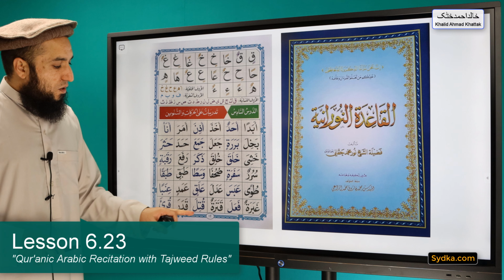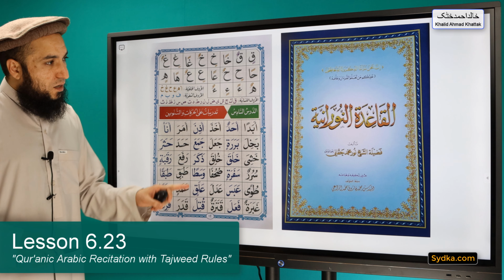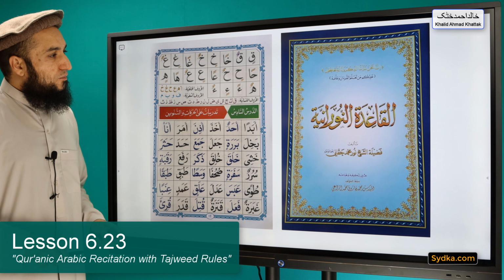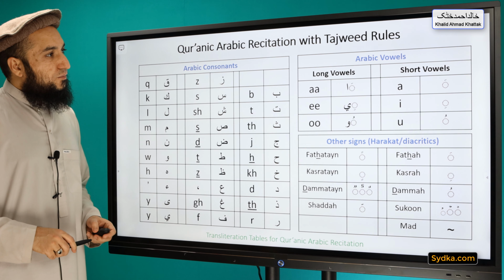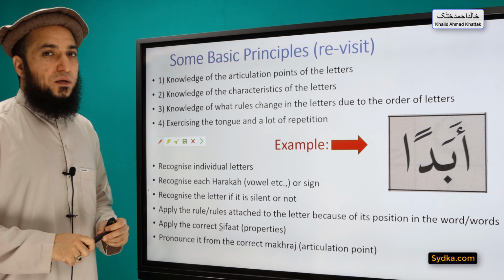In this session, we will study these three words of Al-Qaida Nuraniya on page number 12. This slide is just a reminder for transliteration purposes. So we are revisiting some of the principles that we have studied before.